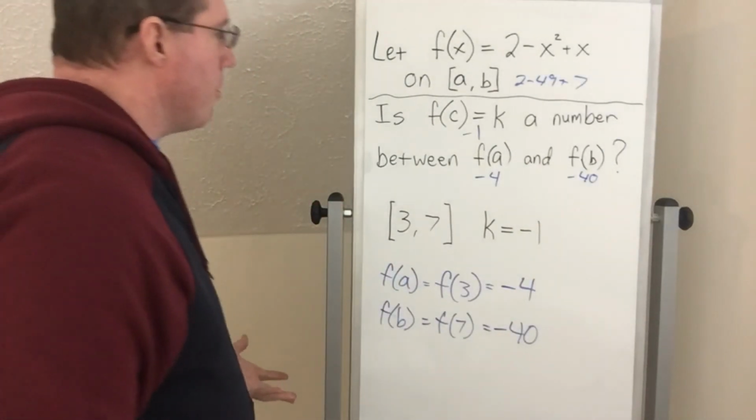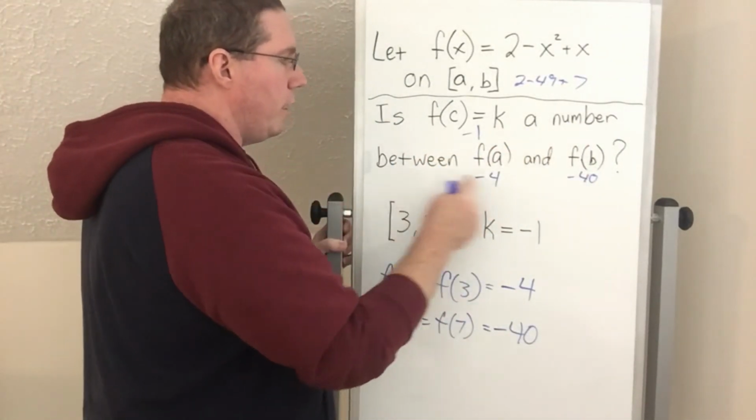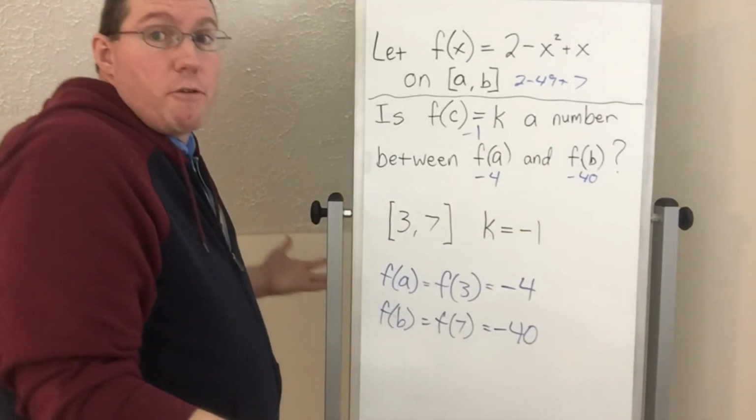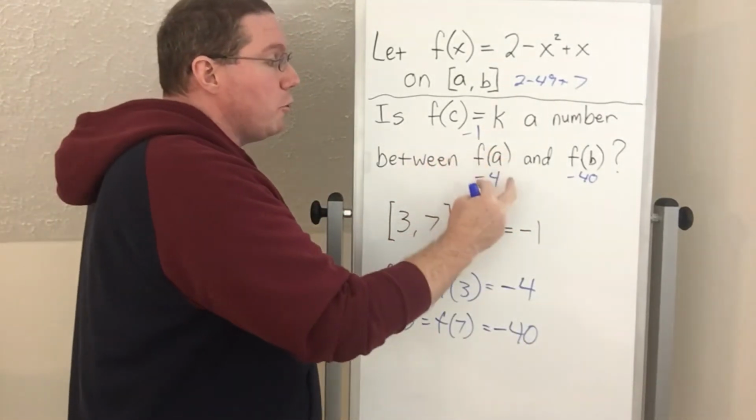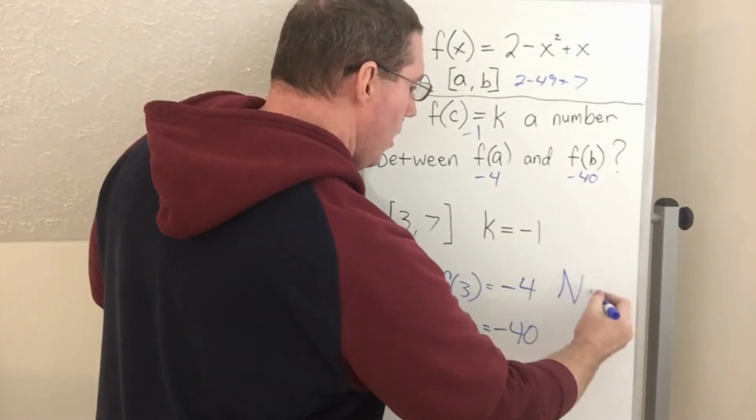And so the question now is asking, is -1 a number between -4 and -40? The answer is no. -1 is not between -4 and -40. So over here, we're just going to say no.